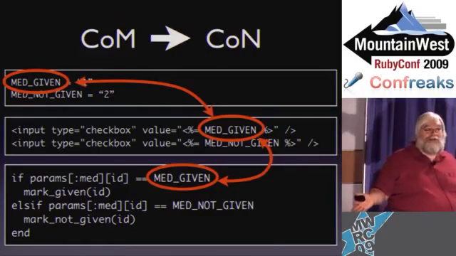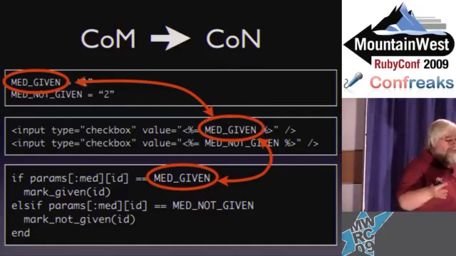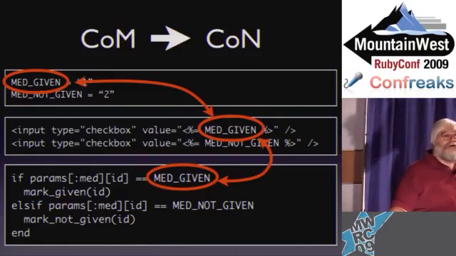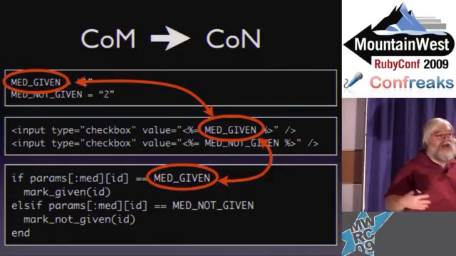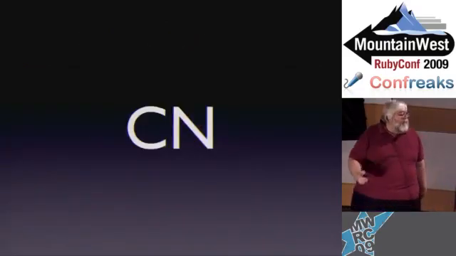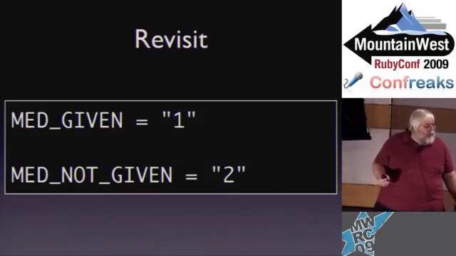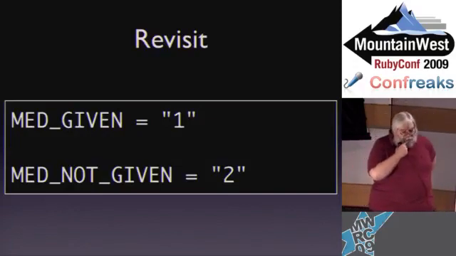What rule is this? Don't use magic numbers. And don't use magic numbers follows naturally out of the rules of connascence and converting from a high connascence to a lower connascence. Okay, this is interesting. This is actually not connascence. Let's look at this again.